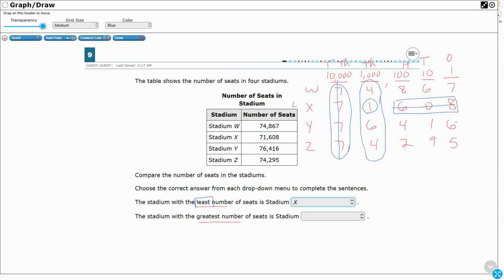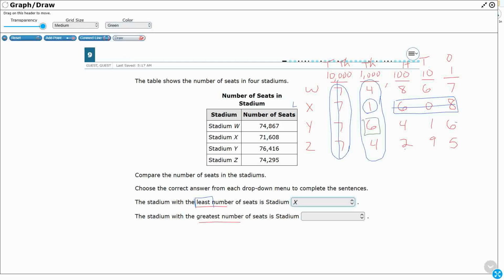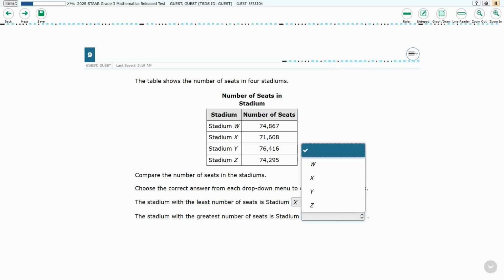Now we're looking for our greatest. We're going to do the same thing, but now we're looking for our largest number. And hopefully you saw right here that this 6 is largest. I don't need to look at the rest. Doesn't matter that 416 is less than 867. 6 thousands is bigger than 4 thousands or 4 thousands. So that means Y is going to be my greatest. And these two are my answers.